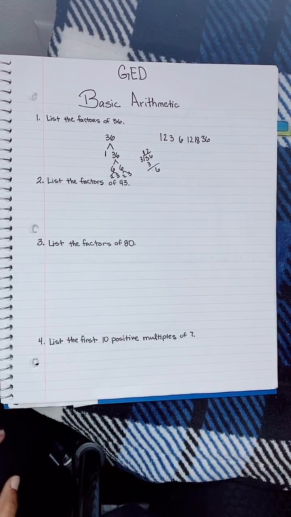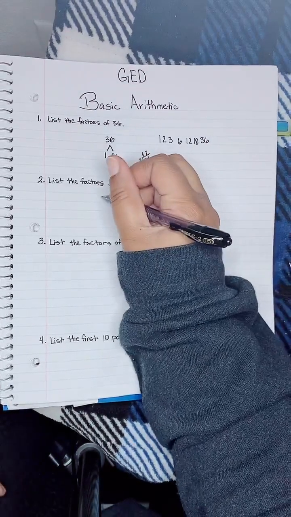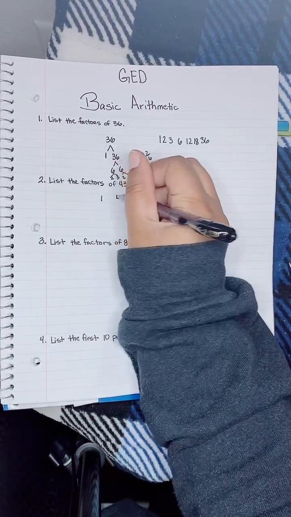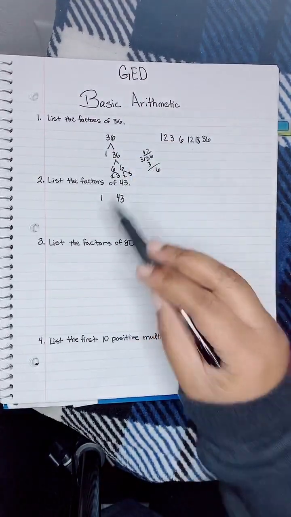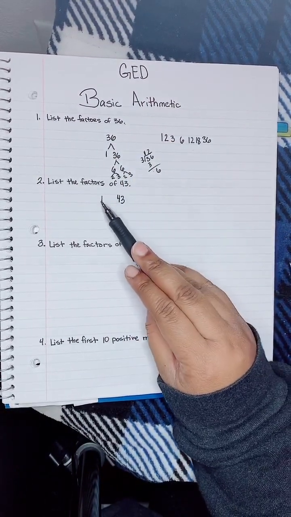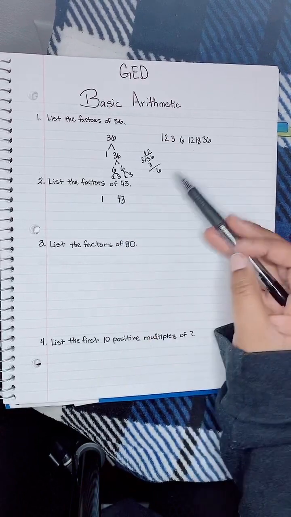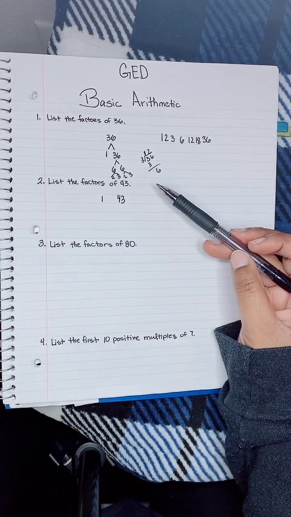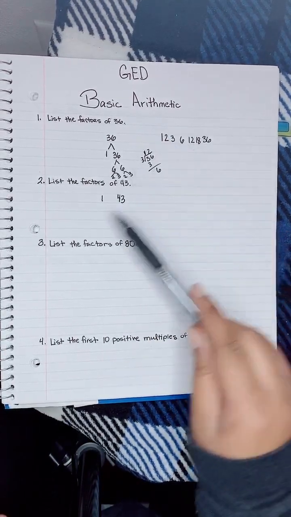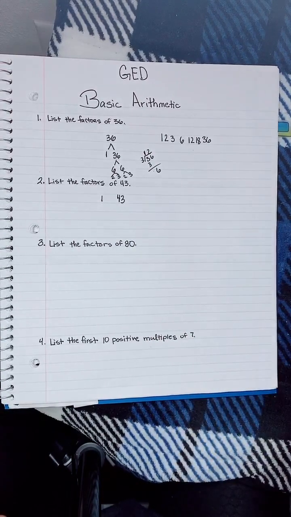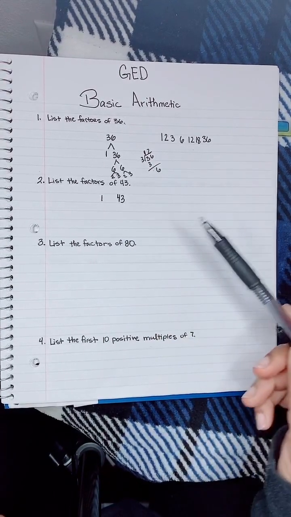1 and 43. It's prime. Good. Yes. So the only factors are 1 times 43. See, a prime number is when only 1 times itself will get you that number. Hey, Johnny, welcome. So it is prime. Okay, so that's it.